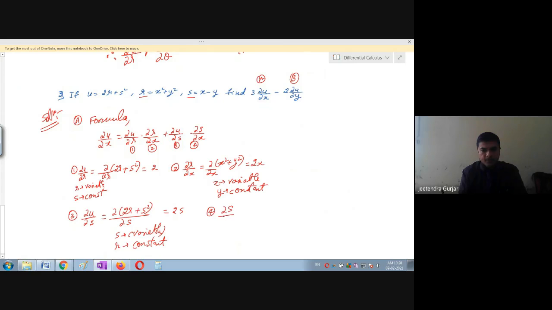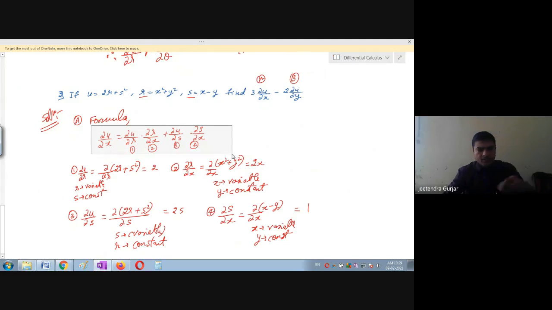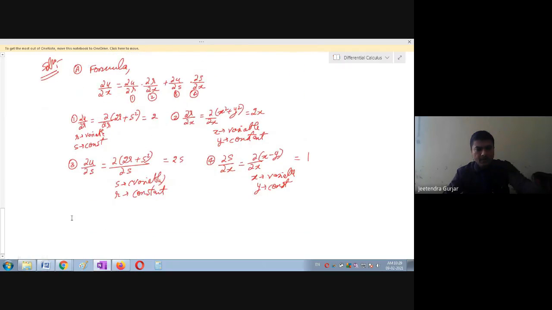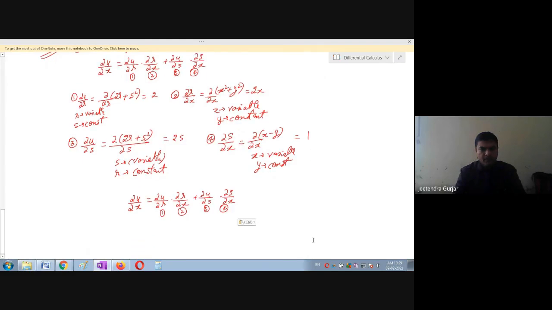So it is dou s upon dou x, which is equal to, substitute the value of s. It is x minus y. So now easily you can see x is variable. Is it clear? And y will become constant. Fine. So derivative of x is 1. That's it. So now consider this equation and substitute the values, right? So when you substitute, rewrite your formula once again and substitute the values now. Yes, one by one.